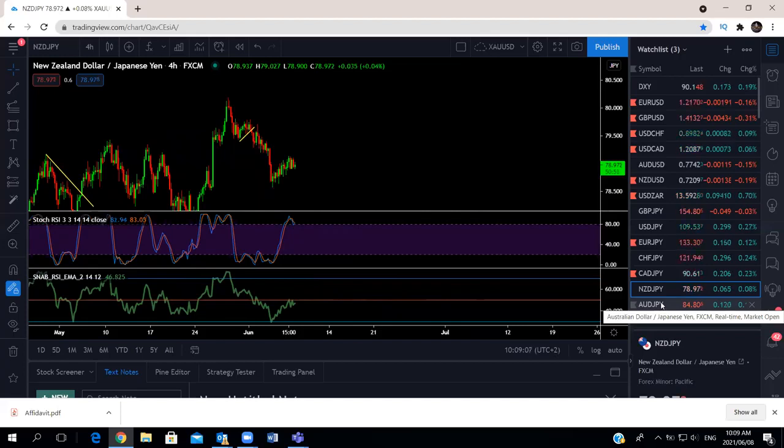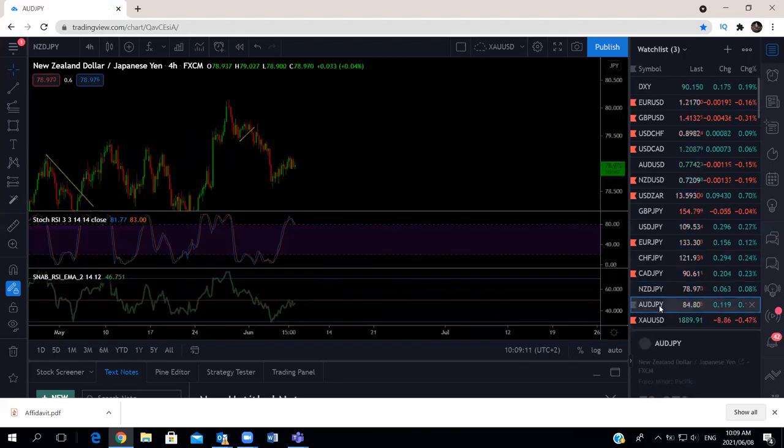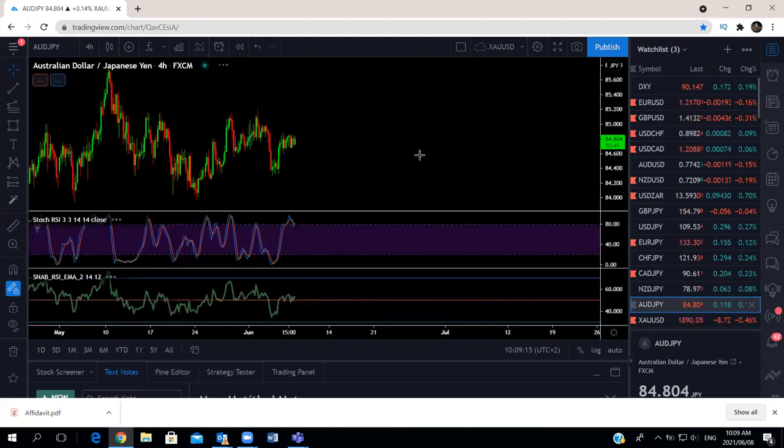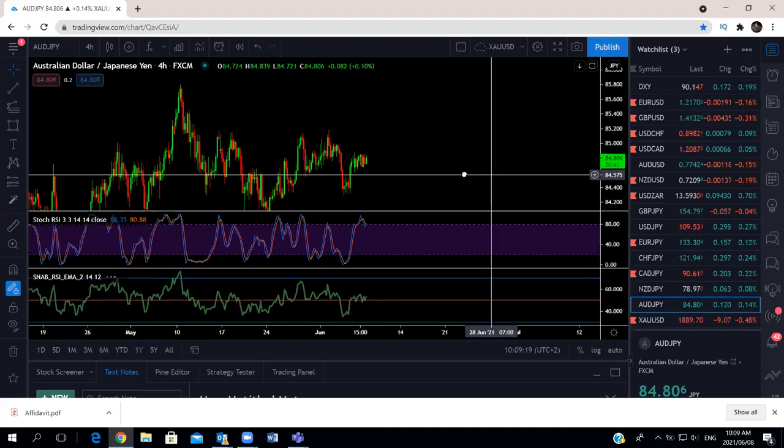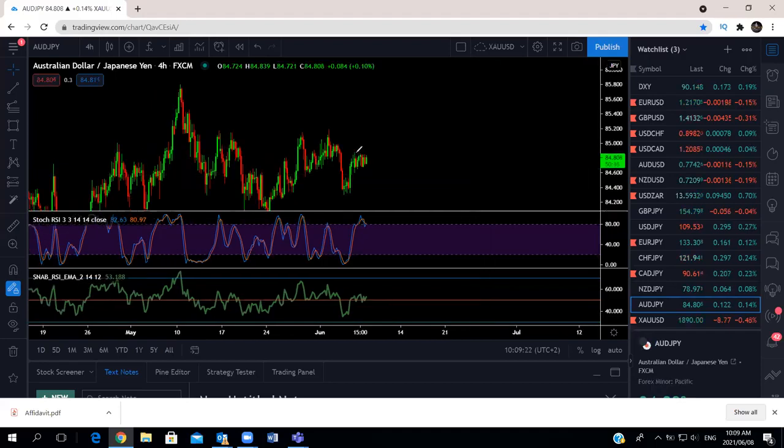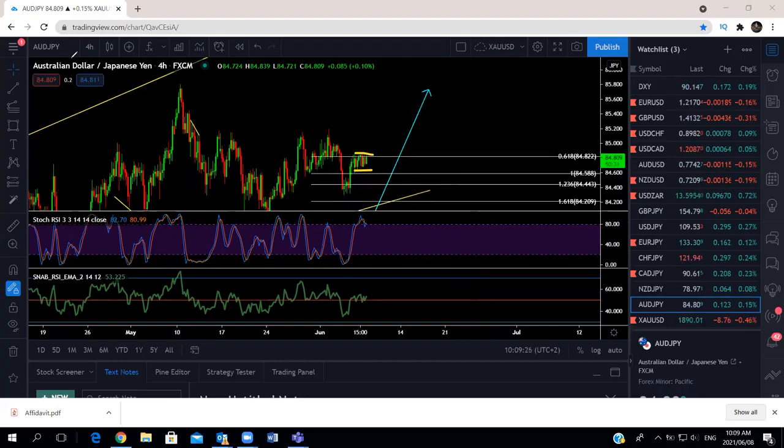Let's look at Aussie yen as well. So CAD yen is supporting a move to the upside. Now, Aussie yen should support that move, even though New Zealand yen looks corrective, because Aussie yen is showing us upside, and we know that there's a correlation between Aussie and New Zealand. We will expect that this will continue to the upside as well.